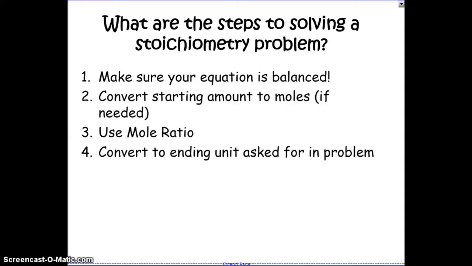In this podcast, we are going to talk about solving stoichiometry problems. So first off, you probably need to copy down the steps to how to do this. You need to make sure your equation is balanced. After you have a balanced equation, you take the starting amount you're given and you got to get it to moles. If it's already in moles, you don't have to do that step.